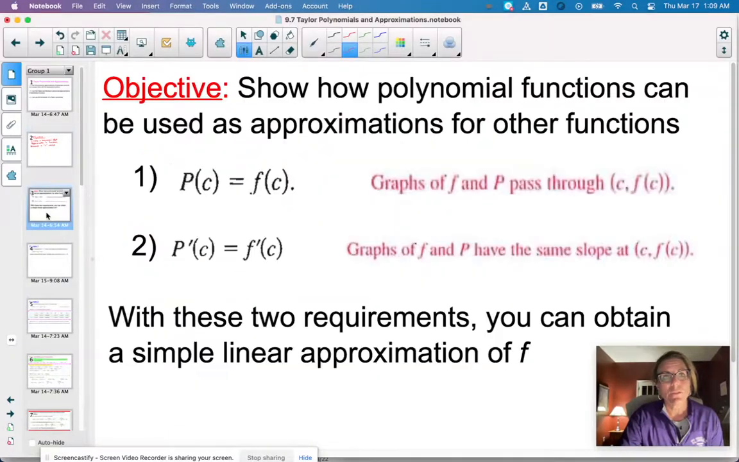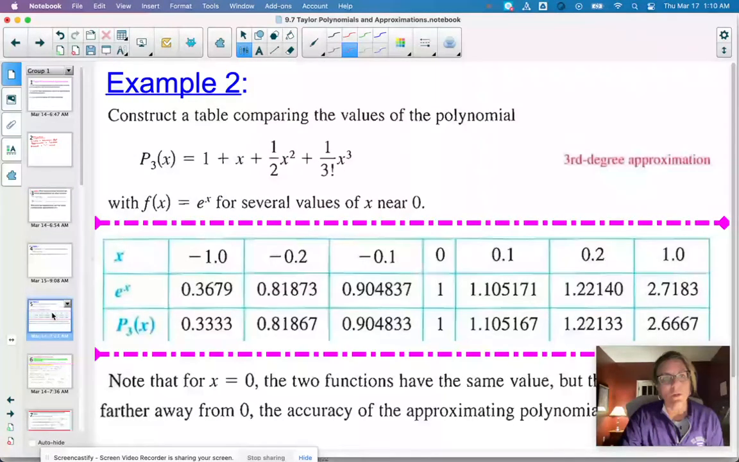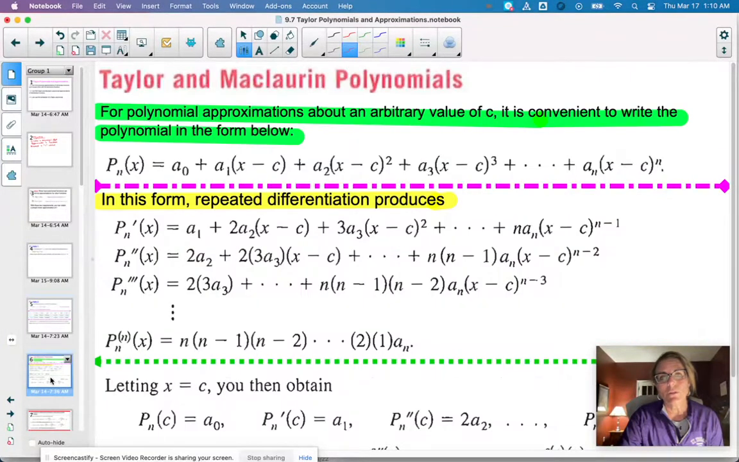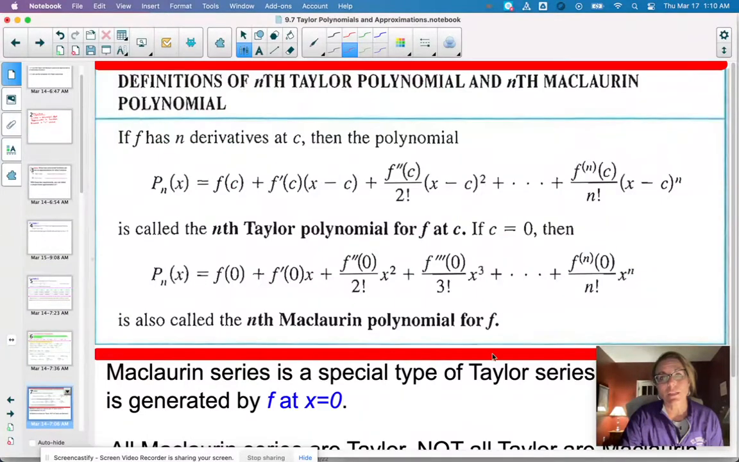All right. So in my notes, we're not covering this screen or this one or this one. Since Miss Larson and I did the Desmos, we've changed the way we are approaching this lesson, and it is much better. So I'm going to jump all the way to this screen. Definitions of nth Taylor polynomial and nth Maclaurin polynomial. So here is how we're going to create these.